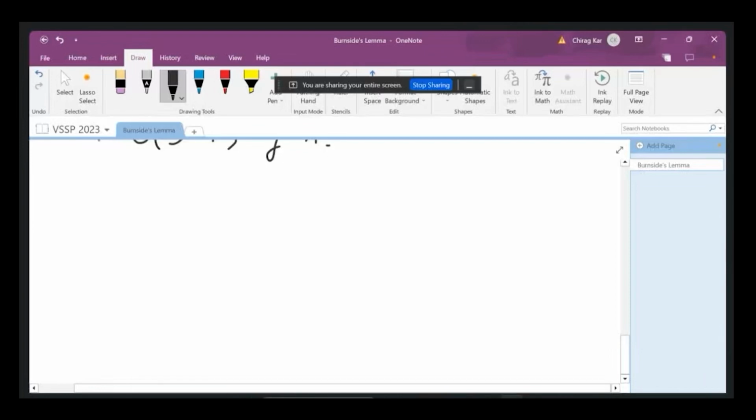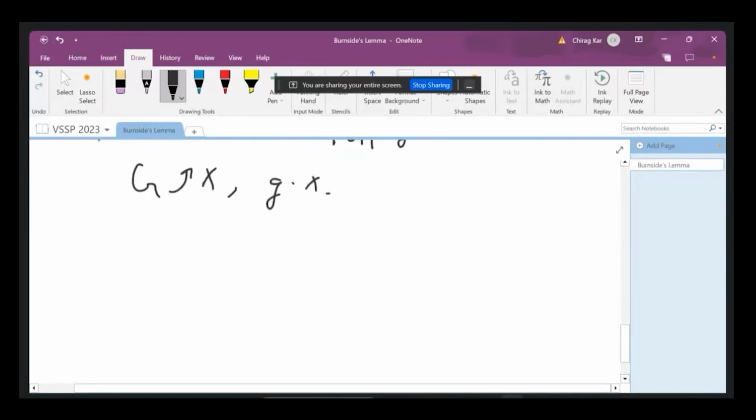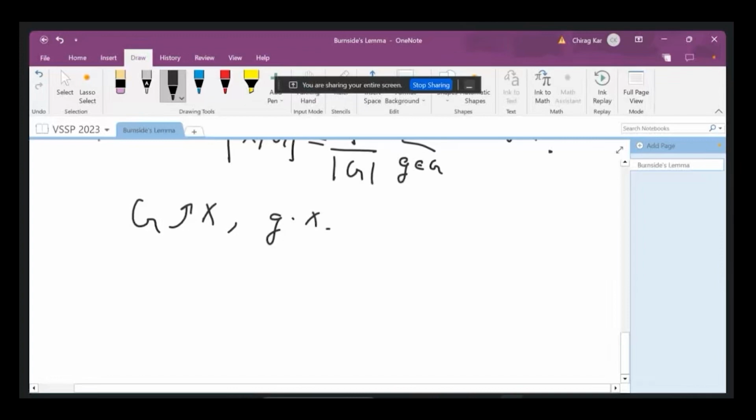Yeah, maybe Chirag, you define left action. Ah, yes, I'll do that. Okay, sir. So now, what is a left action? In essence, we say that G acts on X if there exists a map, say for now we'll call it phi, from G cross X to X.